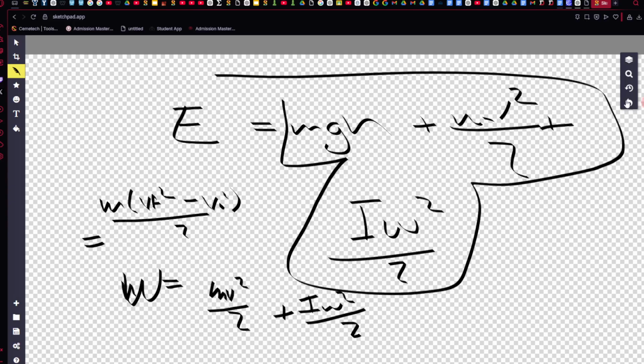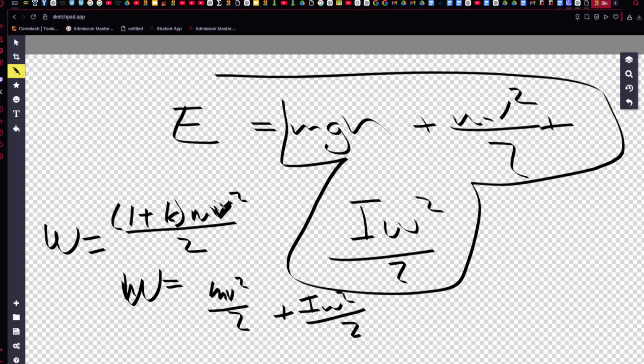Oh, wait. No, hold on. From the proof, I remember it's (1 plus k) mr² over 2, or mv² over 2. The radiuses cancel out, so that will be equal to work, and this is the formula that will be needed for most of the things.